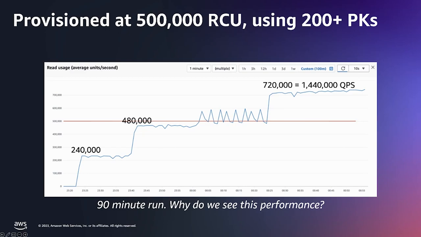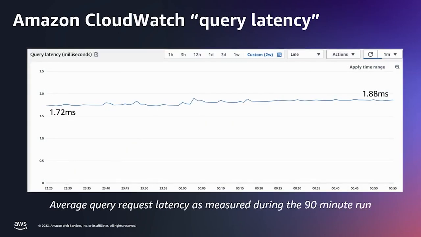And so I hear that this thing is low latency. What do you think the latency was on average for these queries? I took a moment to step back and look at that. So this is the query latency in milliseconds. Started at 1.72, ended at 1.88. Slightly slower by 100 microseconds because of the extra partitions that had to be touched. That's low latency. You know, and DynamoDB, low latency at any scale. A million queries per second, 1.5 million queries per second almost, with a less than 2 millisecond latency.